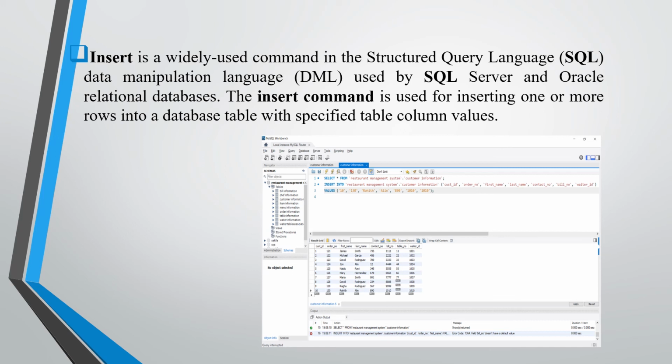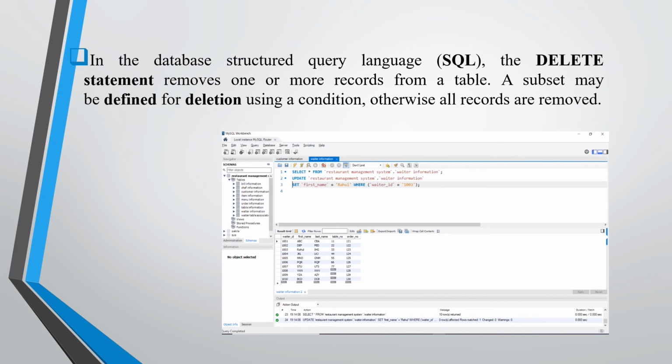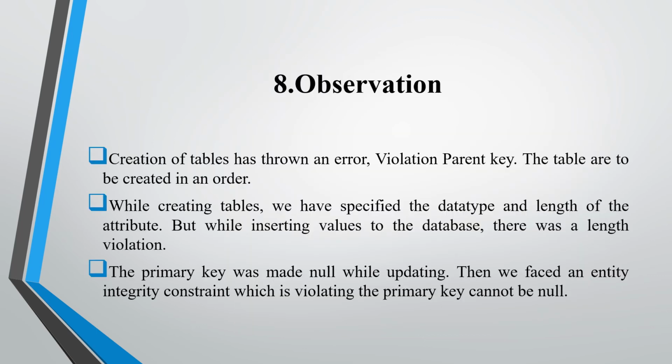The next is the insert command. The insert command is used for inserting one or more rows into a database table with specified table column values. The next is the update statement. This is used to change or update the values in a table. It is usually suffixed with a where clause. The next is the delete statement. It's common. A subset may be defined and deleted using a condition. Otherwise, all the records are removed.